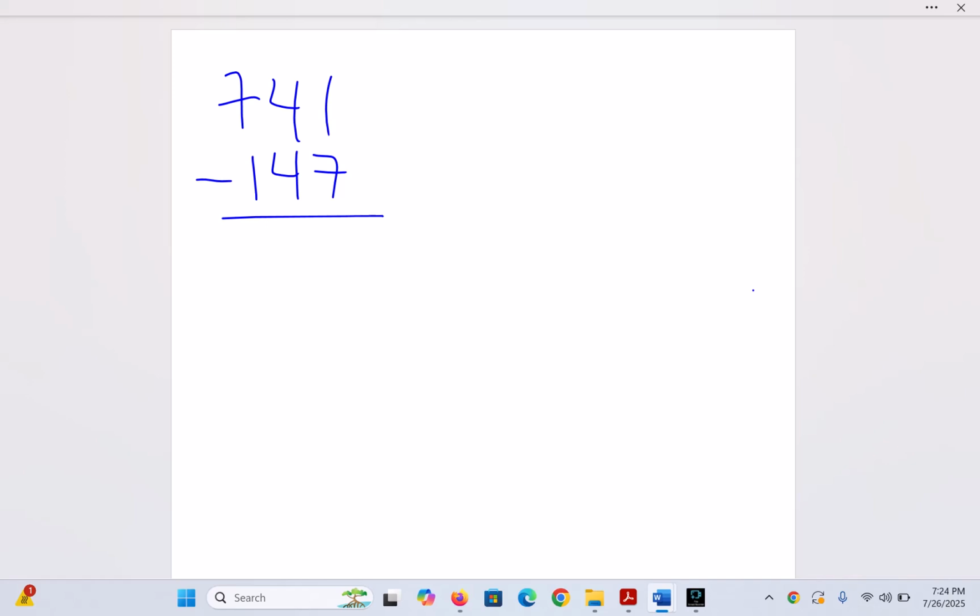So I have to borrow from 4. So 11 minus 7 is equal to 4. Then this becomes 3. I have to borrow one more time. This becomes 6. This is now 13. 13 minus 4 is 9. 6 minus 1 is 5.